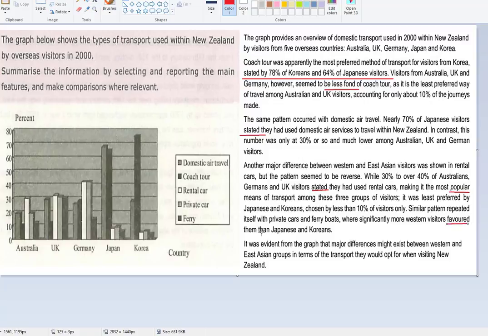Favorites. Okay, so there are some minor slips here. I would say "was stated" should not be there. This should not be in any kind of academic writing. It was evident from the graph that major differences might exist. Might exist? Okay, so we're not generalizing. Say might exist. Okay, so this analysis at the end is relevant.